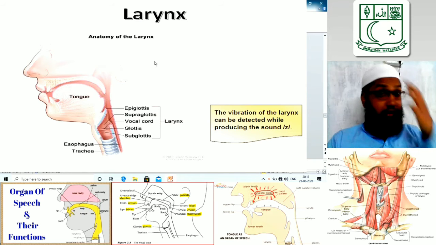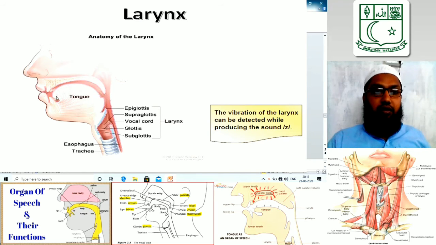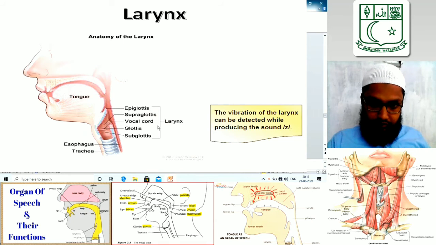Here is the larynx, and this one is the tongue. Here you can see these are all the larynx. These five things come under the larynx. One is the epiglottis and supraglottis, and this one is the vocal cord or Adam's apple, and in that we have the glottis and subglottis. So try to learn these things.